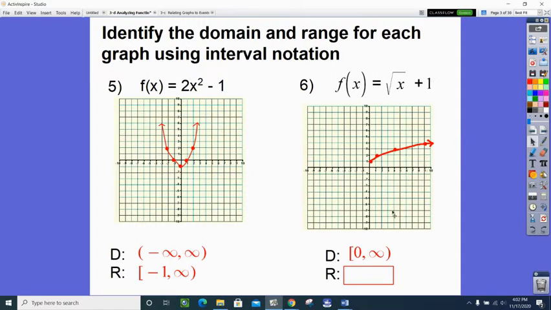Now, what about the range? Well, the range also bottoms out. Its minimum value is 1. And goes up from there. Again, a bracket is necessary. So I just wanted to show you one that doesn't have that domain of everybody.